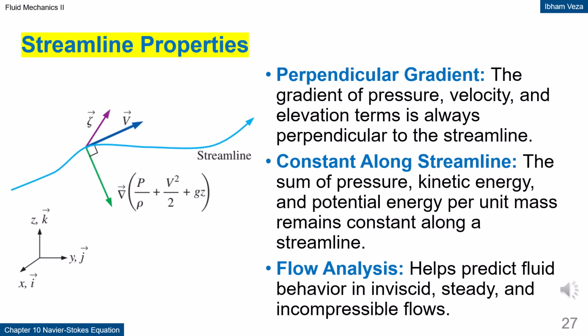Streamline properties. The gradients of pressure, kinetic energy, and potential energy are always perpendicular to the streamline. Along a single streamline, the sum of P over rho plus V squared over 2 plus gz remains constant for steady inviscid flow. This is another form of Bernoulli's equation along a streamline. This concept is very helpful for visualizing the relationship between velocity and pressure. In this way, the direction of changes in the flow field can be understood geometrically.